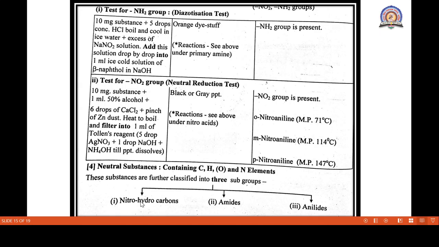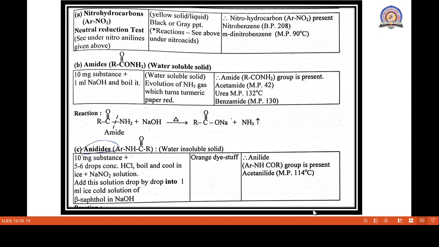Okay. Then next, neutral substances which contain C, H, O and N elements. These substances are further classified into three subgroups: nitrohydrocarbons, amides and anhydrides. Okay, so first, nitrohydrocarbons. In that, in a test tube, we perform the neutral reduction test which we have performed in the previous part.